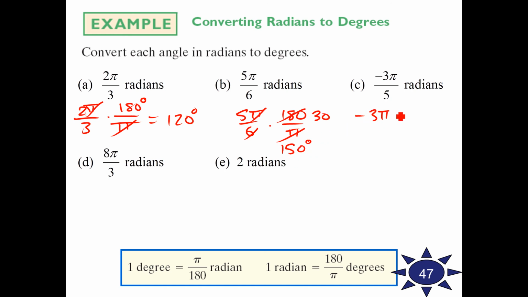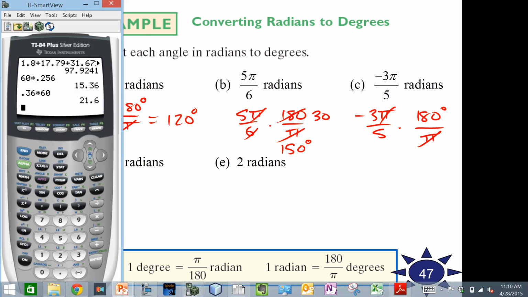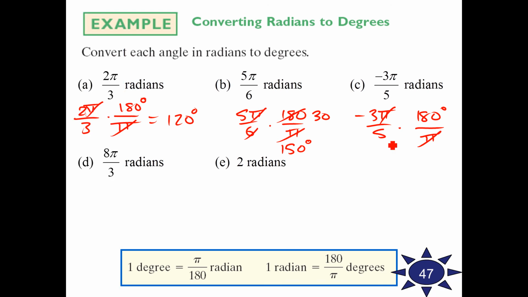Negative 3 pi over 5. 180 over pi with the degrees. Cancel, cancel. And 180 over 5 is going to be, what do we have here? What is 180 divided by 5? Drawing a blank. 36, there it is. 36 times 3 is going to be 108 degrees. All right, and we could keep going, but let's go ahead and try problem 47. I think you get the idea.